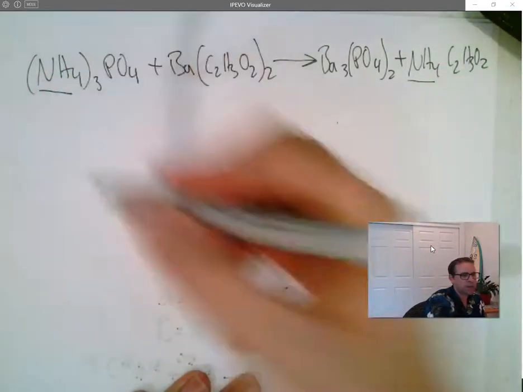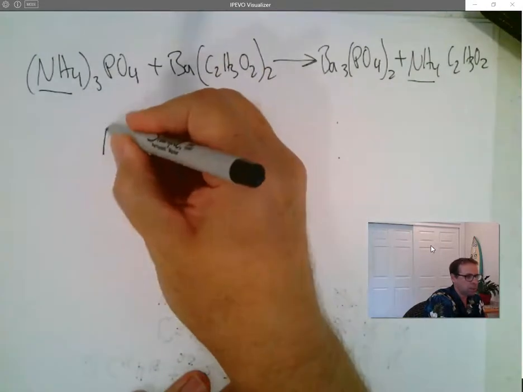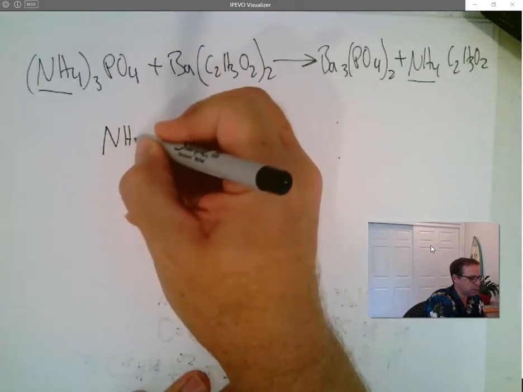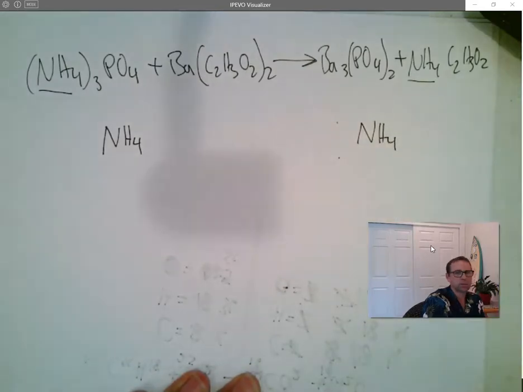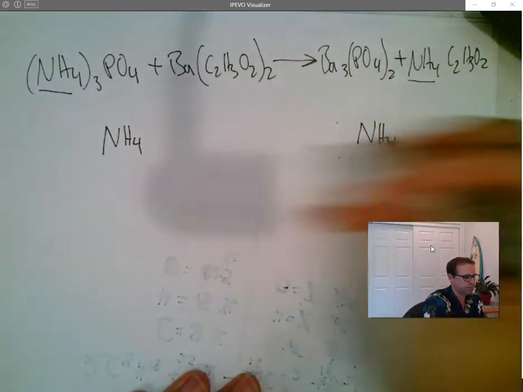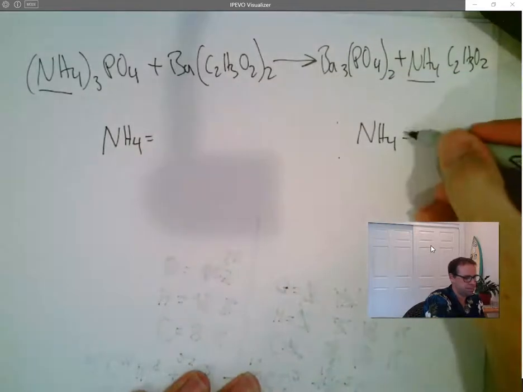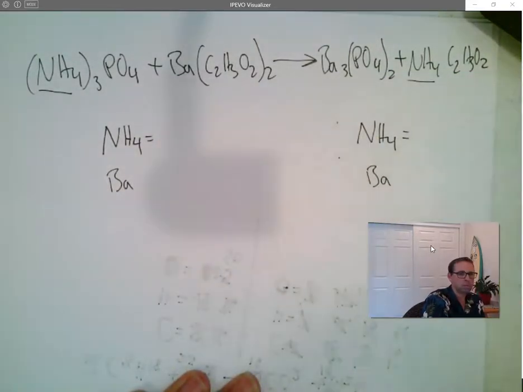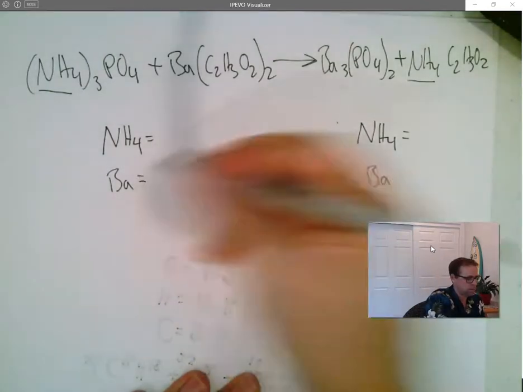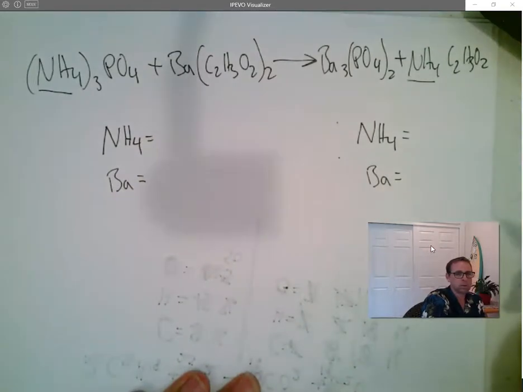All right, so instead of writing down nitrogen and hydrogen like that, I'm just going to write down NH4. And we're going to count that as a cluster. Any others that you see? The barium? All right, barium. And then the parentheses are kind of throwing me off, but I guess you just ignore them, right?